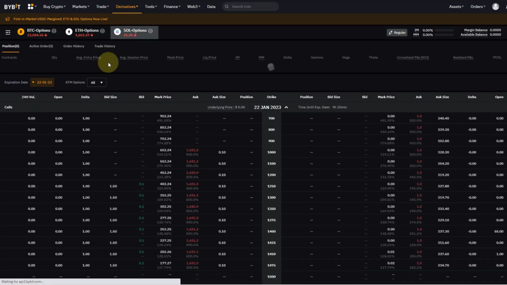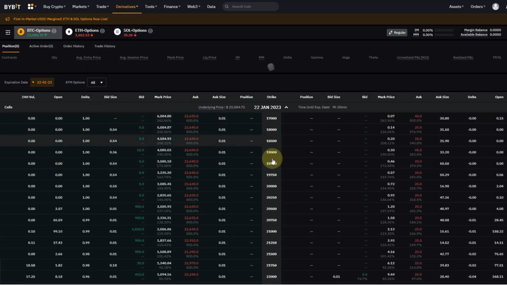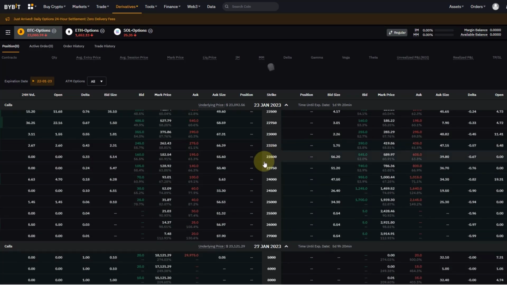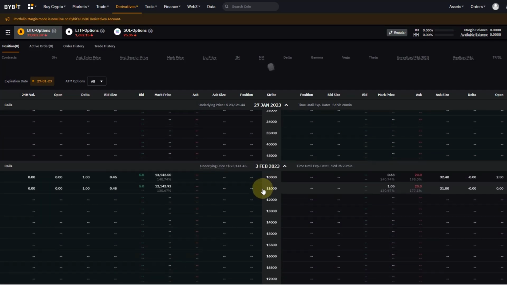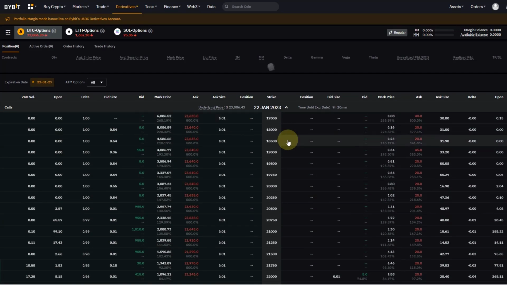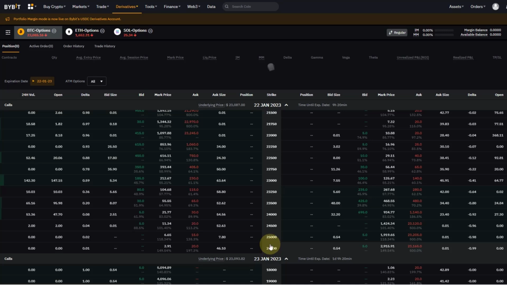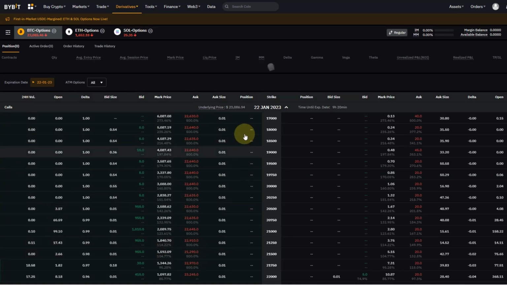Up here, you can select what kind of options contract you want to trade. Then you can see here, in the middle, the expiration date. So you can see all these options contracts here that are expiring on that day, on the 3rd of Feb, and so on. Then here you can see the strike price. That is the price at the expiry date. So for example, here 17,000, they are all sorted by strike price. So it starts here at 17,000, goes all the way up to 26,000 on the 22nd of January. On the left-hand side, you can see all the call options, and on the right-hand side, you can see all the put options.